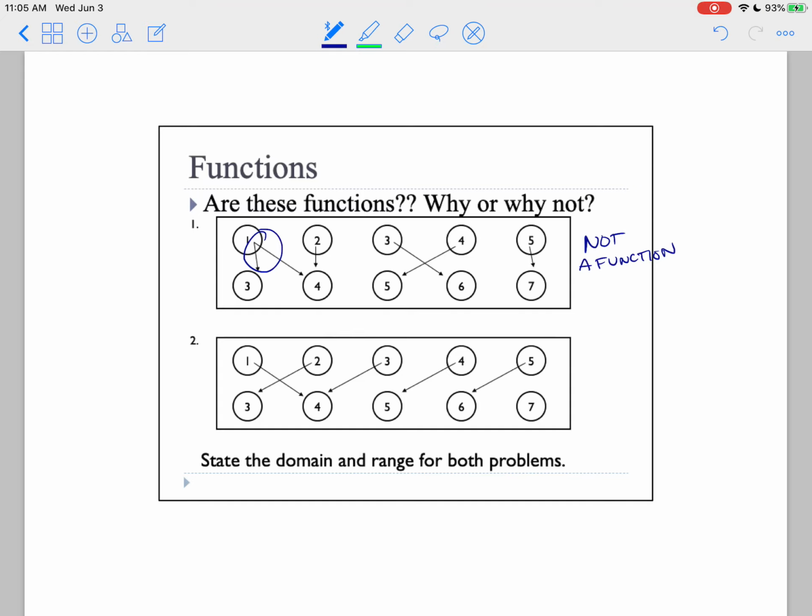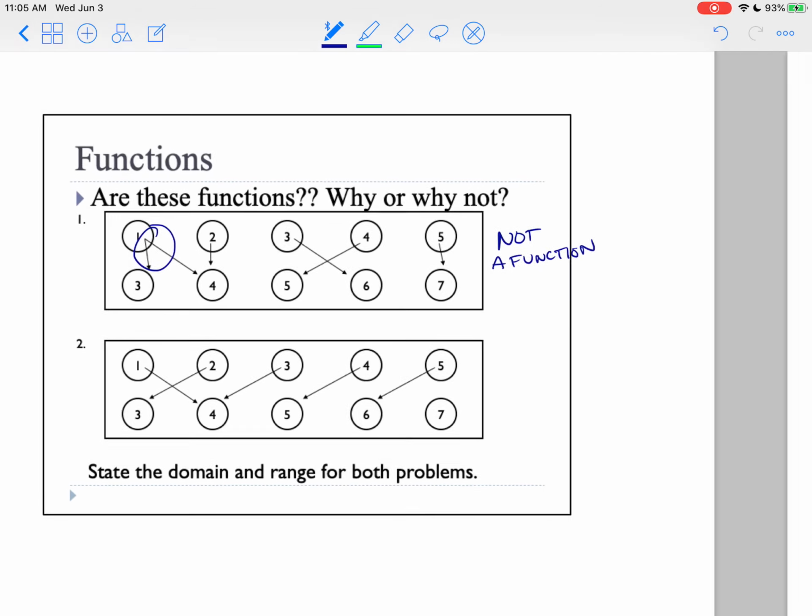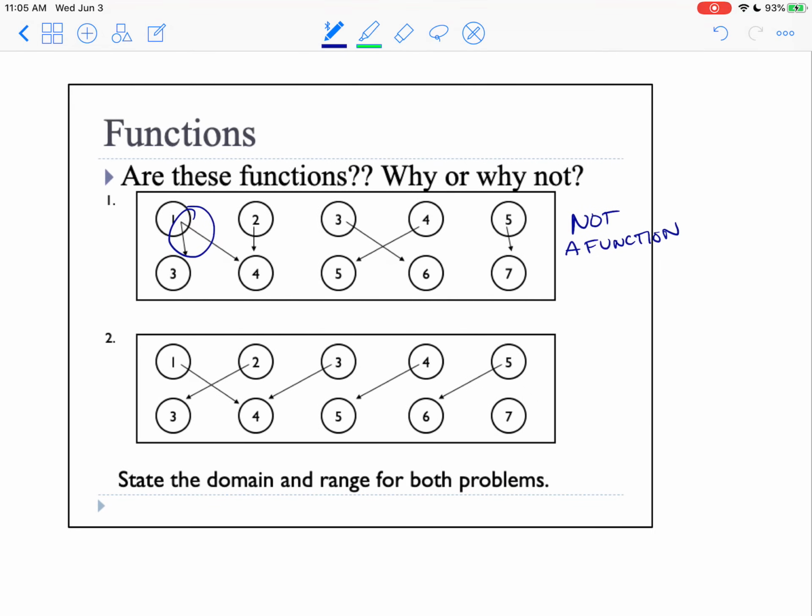The domain are all the input values. Now, in this case, it's a finite set. It's also discrete. And so I'm basically just going to list the elements here. And so let's go over how we do that. So for the domain for the first one here, we're going to write a set. And in that set are just going to be the numbers 1, 2, 3, 4, and 5.